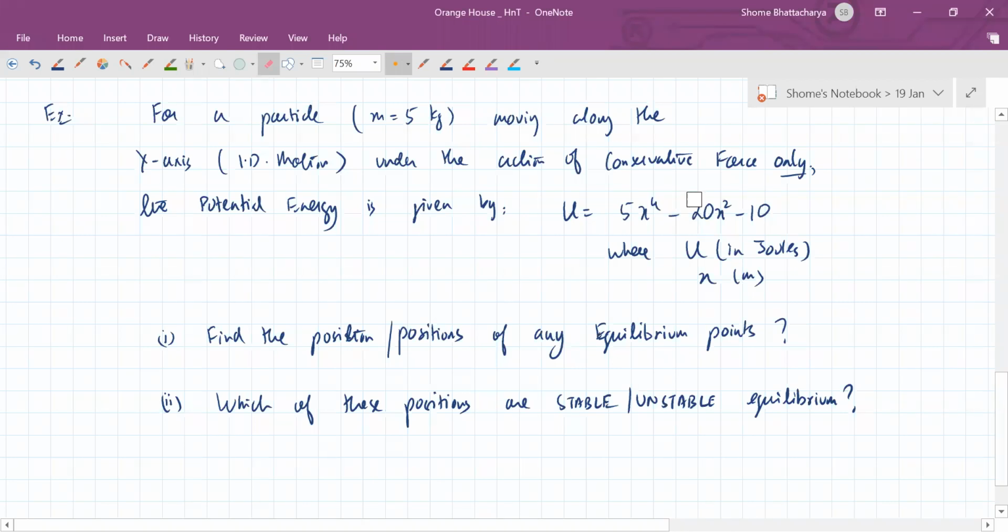Oh, sorry, just make a correction here. This value is 10 and this value is 20.